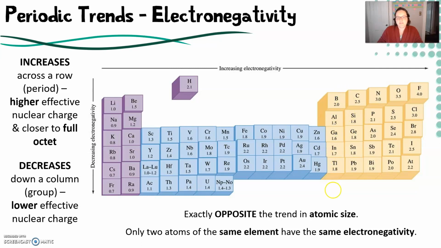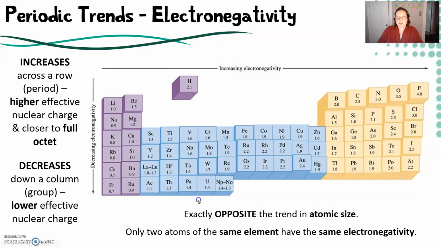This table shows values for electronegativity to just 2 sig figs, making it appear as though certain elements share the same electronegativity with other elements. But this is not the case. The only way two atoms can have the same electronegativity is if they are the same element.